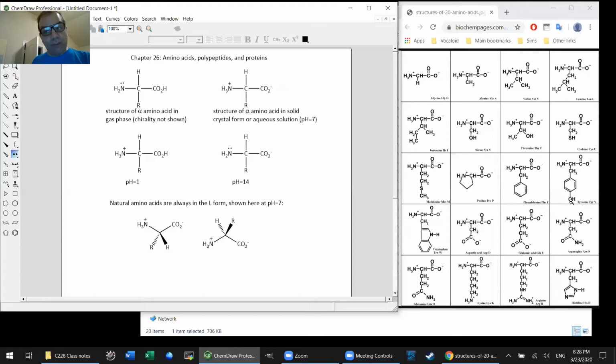So remember, those are also quite a bit more acidic than aliphatic alcohols. I think you'll find that the pKa is around 9 or 10. So that will also be ionizable, and you will be removing that proton at pH 14.